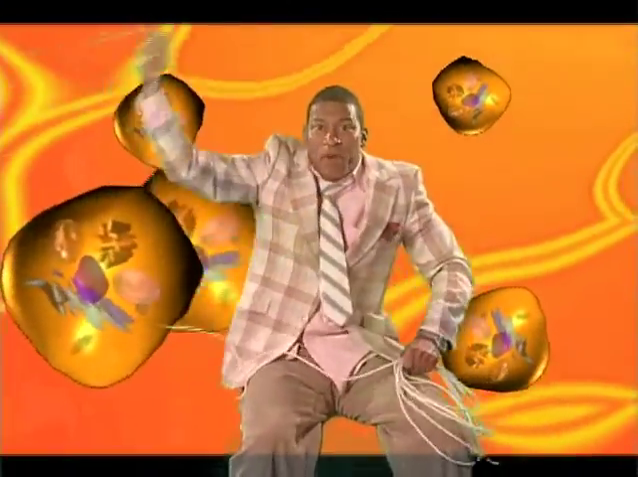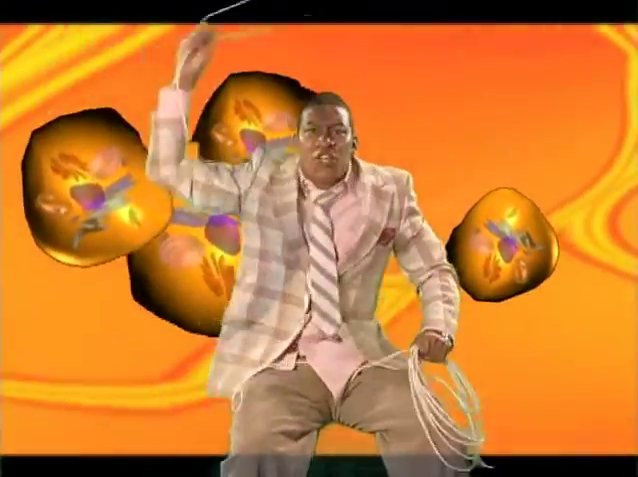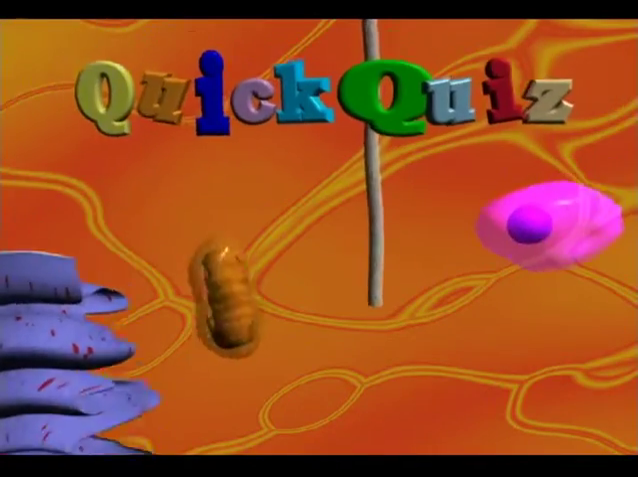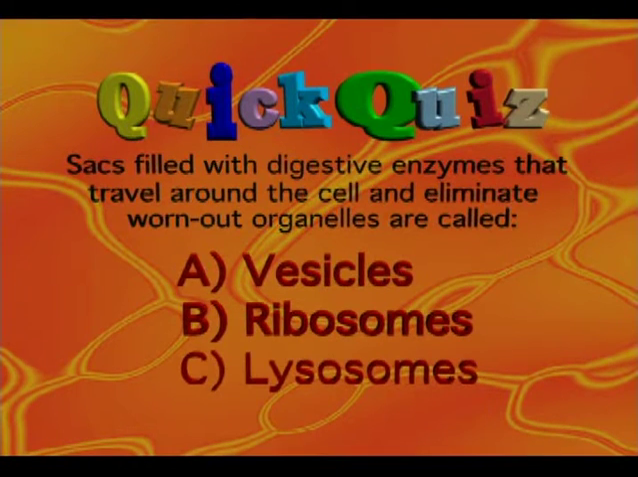Quiz. Hang on there. Let's take a quick break. Okay, I give the question, and you give the answer. Here goes. Sacs filled with digestive enzymes that travel around the cell and eliminate worn-out organelles are called A, vesicles, B, ribosomes, or C, lysosomes. Take a second to think about it.